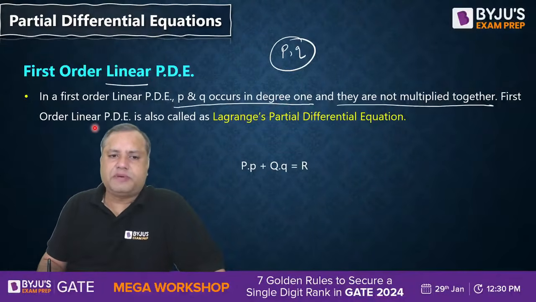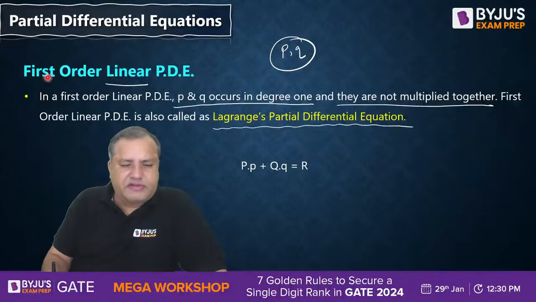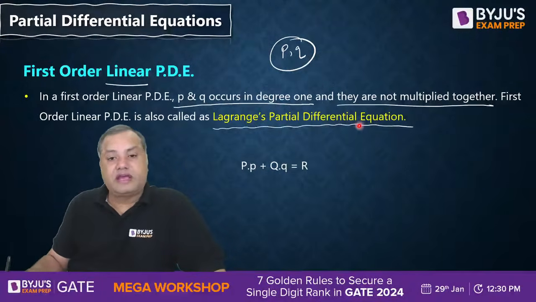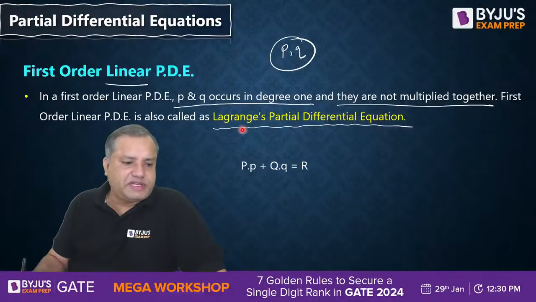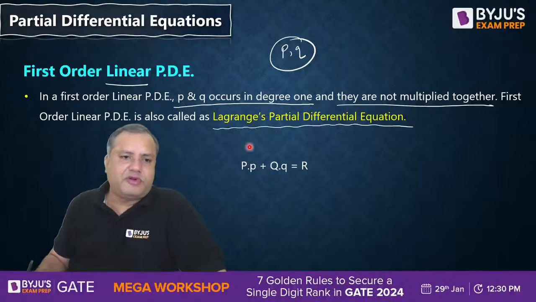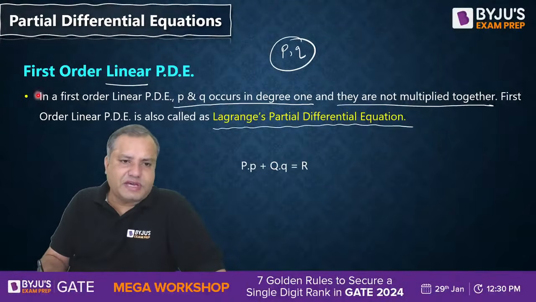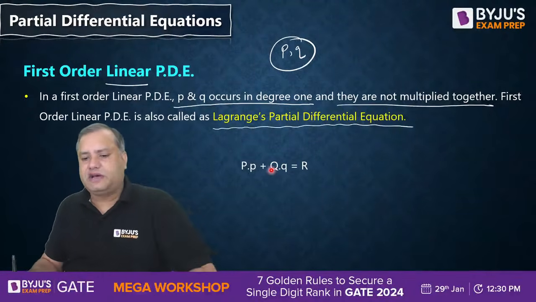First order linear PDE is also called Lagrange's partial differential equation. So this heading first order linear is also known by the name Lagrange's, because Lagrange was the mathematician who proposed this differential equation. On your screen you can see this is the general format for Lagrange's differential equation. And what is Lagrange's differential equation? It is first order linear.